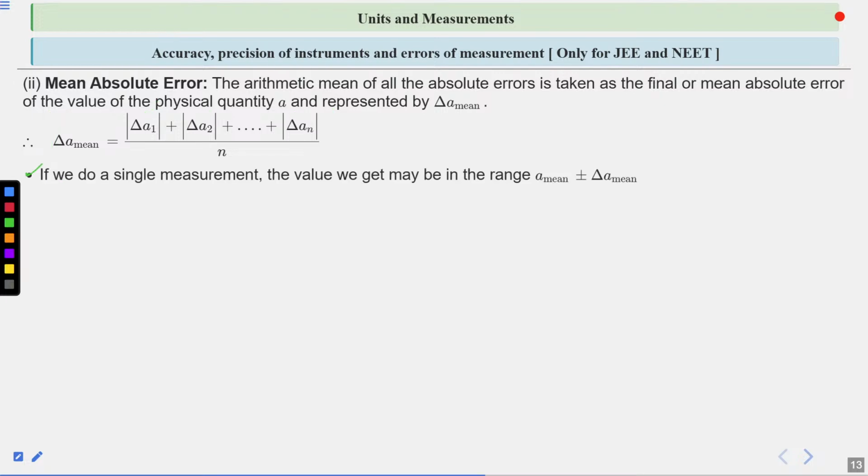If we do a single measurement, listen carefully, the value we get may be in the range A mean plus or minus delta A mean, where A is represented by this. A mean means the mean value, plus or minus the change, or we can say the mean absolute error. So this is the form for a single measurement.